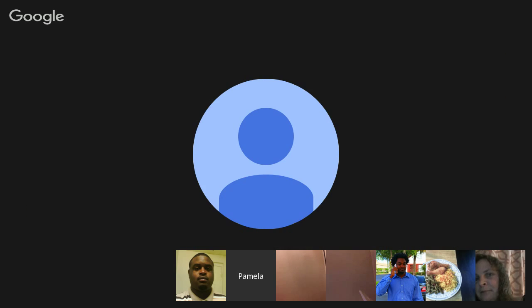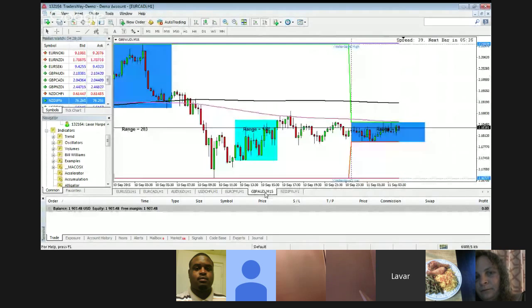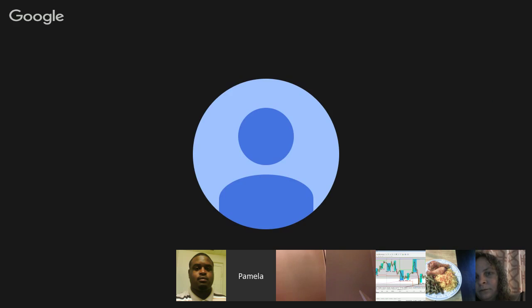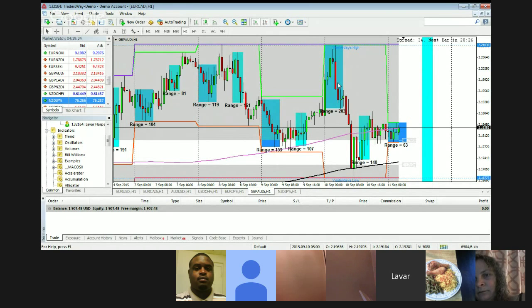The one before Ocean that sent out was GBP AUD. Okay. Yeah, that's what this one is. And this is some six range. I think this might be running neck and neck with Euro CAD.